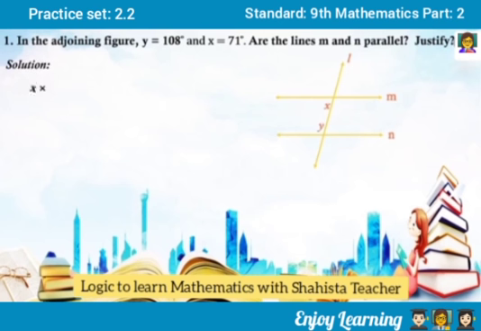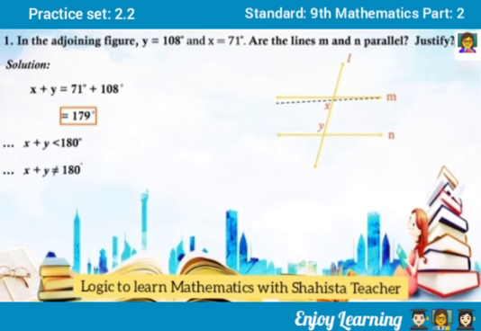108 degrees. We have to add both the angles, angle x plus angle y. x plus y is equal to 71 plus 108, which gives us 179. This 179 is less than 180 degrees. That means x plus y is less than 180 degrees. That means x plus y is not equal to 180 degrees. Okay, so the angles x and y are not supplementary angles.